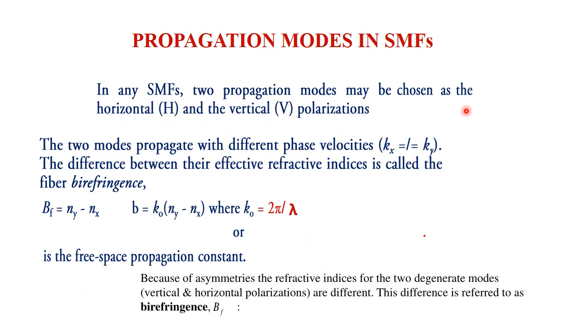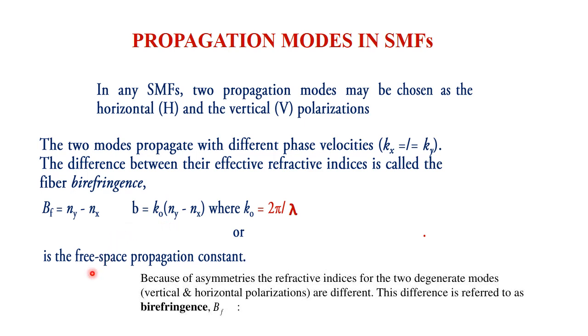Next comes propagation modes in single mode fibers. In any single mode fiber, there are two propagation modes, which are also called degenerate modes. One is horizontal and the other is vertical polarization. These two modes propagate with different phase velocities, and the difference between their refractive indexes is called the fiber birefringence. So beta f is equal to ny minus nx. Because the two modes propagate with different velocities, there will be variations in the relative refractive indexes. That difference is also called fiber birefringence.